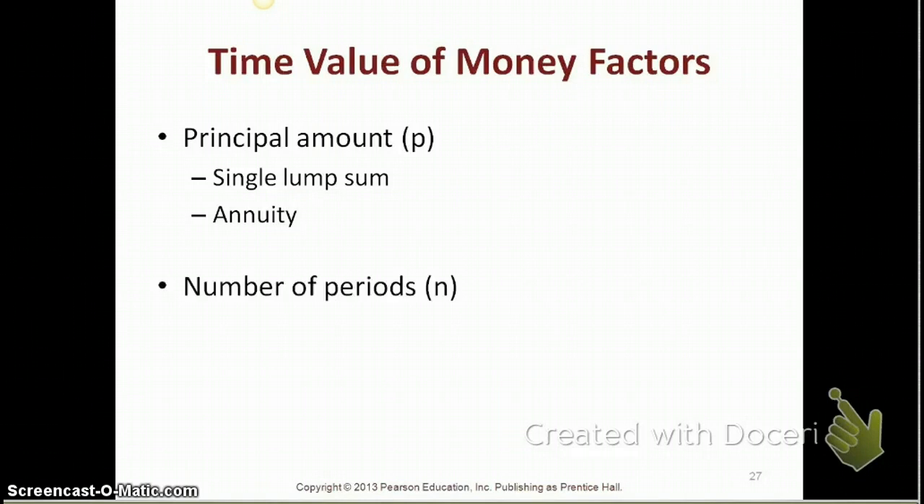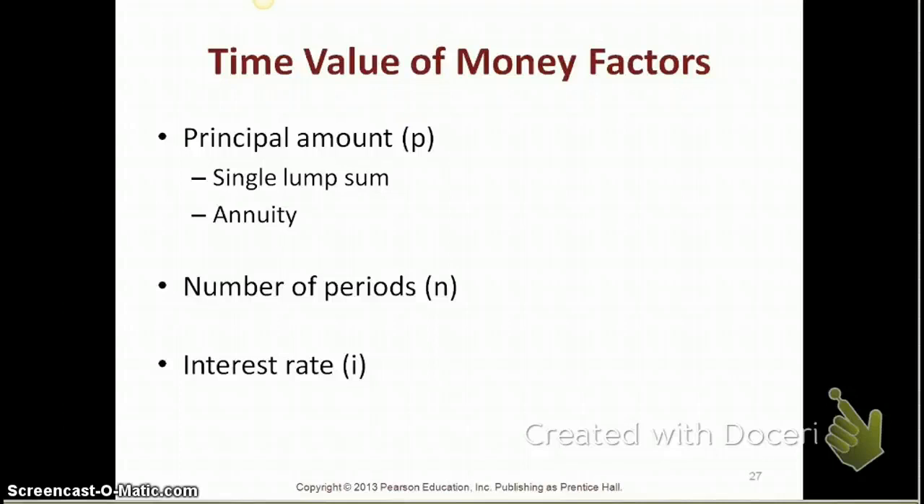The next factor is the number of periods, the number of periods of time. The third thing is the interest rate. Sometimes in your calculators you will see P for the principal amount, N for the number of periods, and I for the interest rate. And you will see that on interest rate tables as well sometimes.